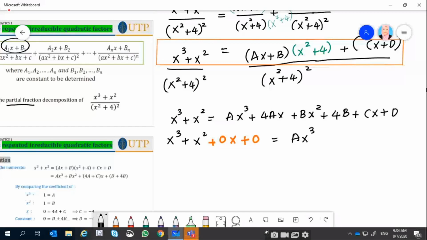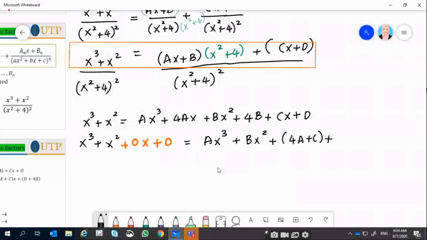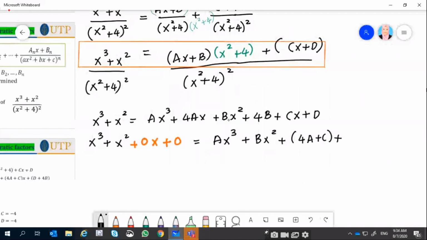So for s cubed, no other terms. Bs squared. For s, we have A and C. And for the constant, we have B and D. Okay, then you can compare coefficients.